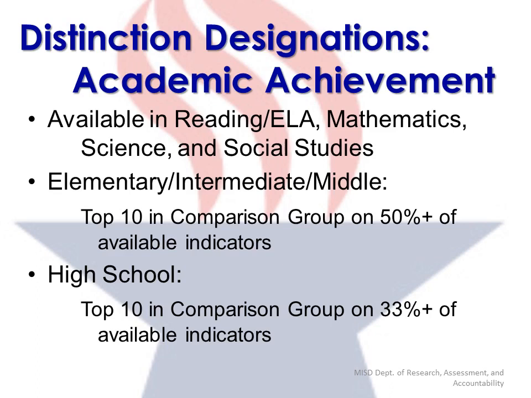on each indicator. For elementary, intermediate, and middle schools, each campus can earn an academic achievement distinction by ranking in the top quartile on 50% or more of the available indicators. High schools that rank in the top quartile on 33% or more of the available indicators can earn a distinction.